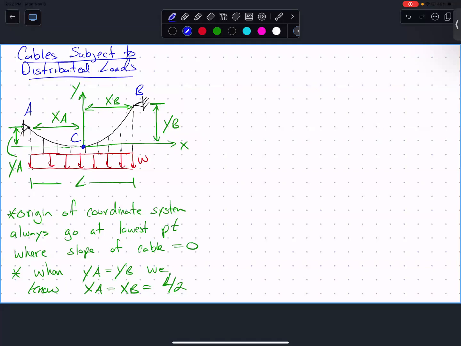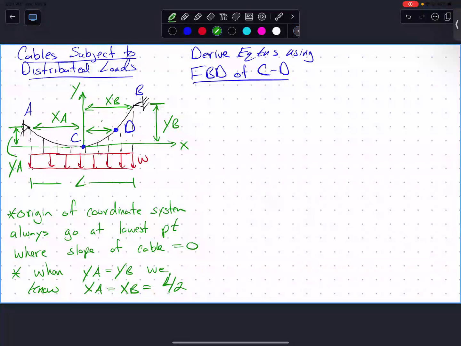And actually, we're going to derive our equations using an FBD of CD. Now, this C to D, point D, I'm going to come a distance to the right of point C. And that distance is going to be an arbitrary distance X.